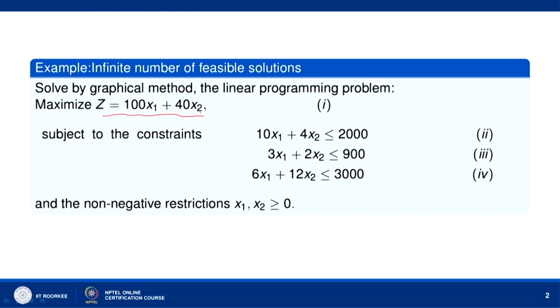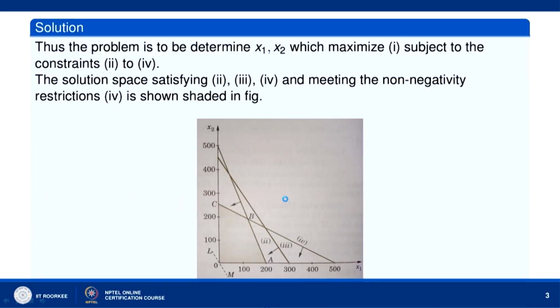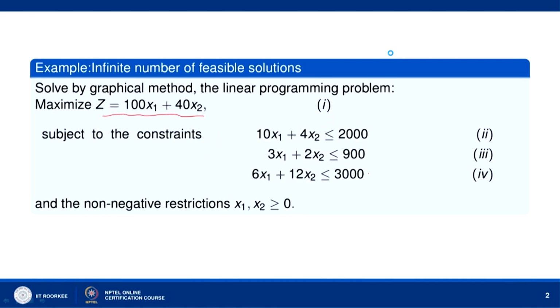Let us consider this linear programming problem: z equal to 100 x 1 plus 40 x 2. We have to maximize this expression subject to the constraints 10 x 1 plus 4 x 2 less than or equal to 2000, 3 x 1 plus 2 x 2 less than or equal to 900, 6 x 1 plus 12 x 2 less than or equal to 3000, and the non-negative restrictions x 1, x 2 greater than or equal to 0. The problem is to determine x 1, x 2 which maximizes z equal to 100 x 1 plus 40 x 2.